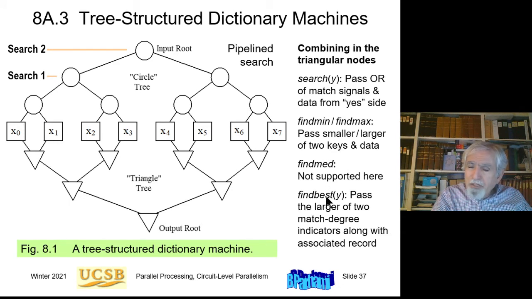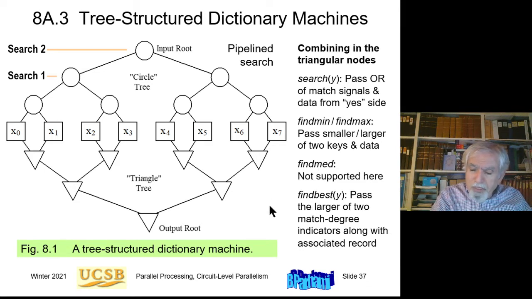A best match can be found. So the key comes in, this one matches and computes a match degree according to some formula. So this one says, here's my match degree. This one says, here's my match degree. The better of those two is forwarded now. So we can do minimum, maximum, best finding, but not median.